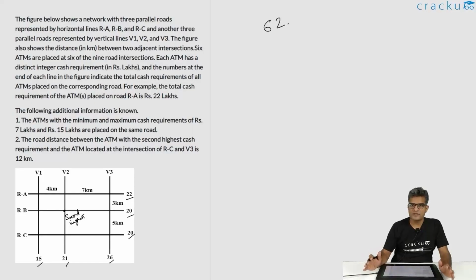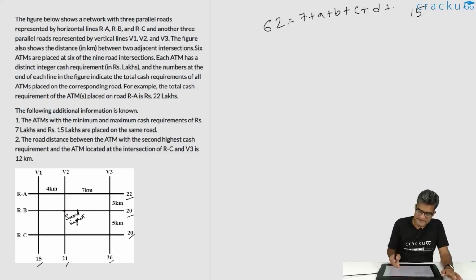We know the amount which is the lowest, that is equal to 7. We know the amount which is highest, which is 15. There are 4 amounts left, so let them be A, B, C and D. The sum of the remaining 4, A plus B plus C plus D, is equal to 62 minus 7 minus 15. This has to be equal to 40 lakhs.